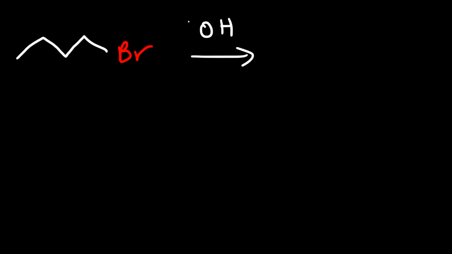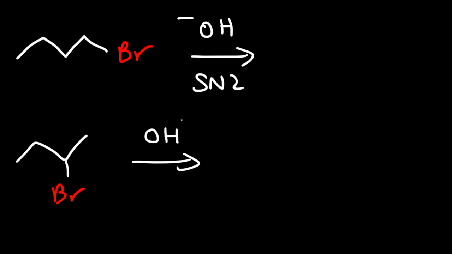Now let's move on to our next example. Let's say that we have 1-bromobutane, and let's react it with hydroxide. So what's going to happen in this reaction? We have a primary alkyl halide, and so this is going to favor the SN2 reaction over the E2 reaction. If we had a secondary alkyl halide and we used a strong base, this would favor the E2 reaction.